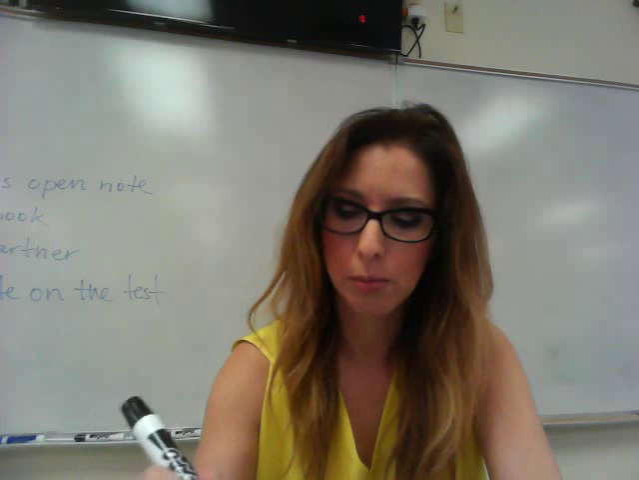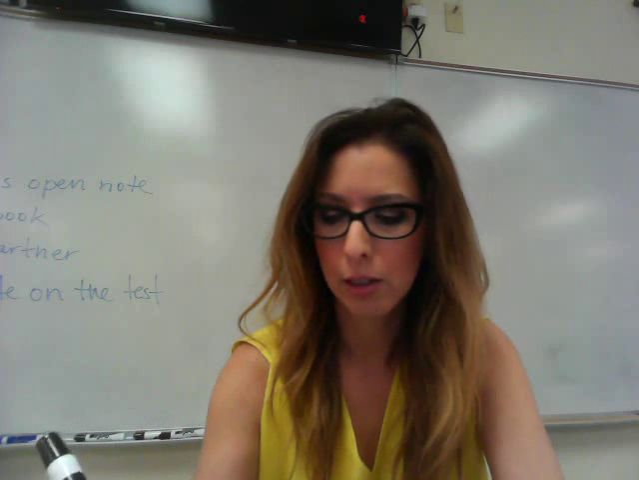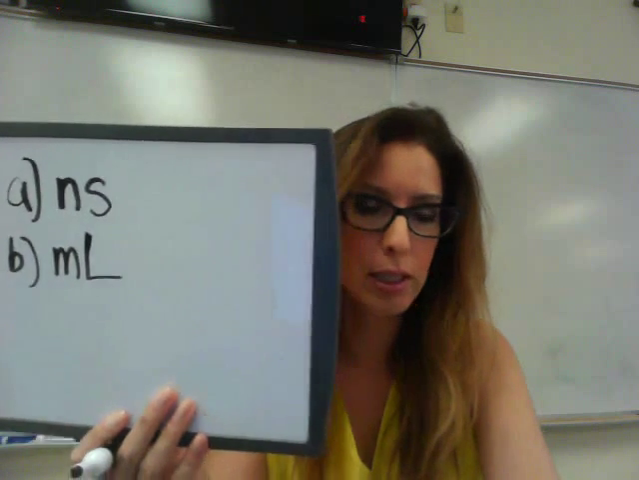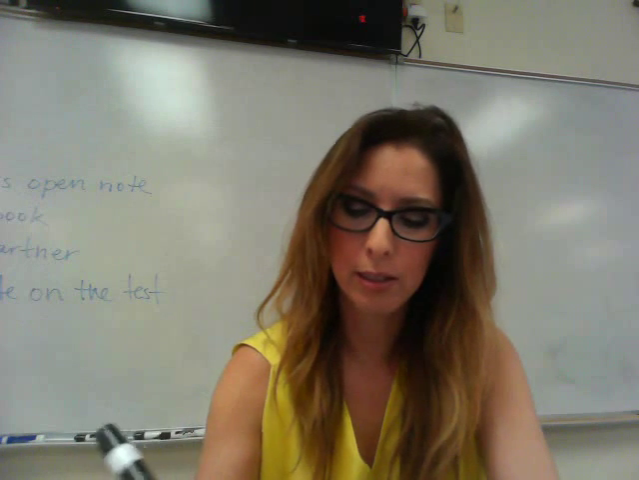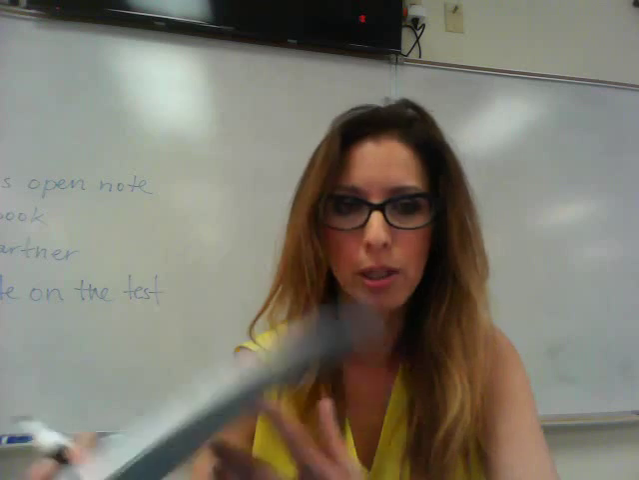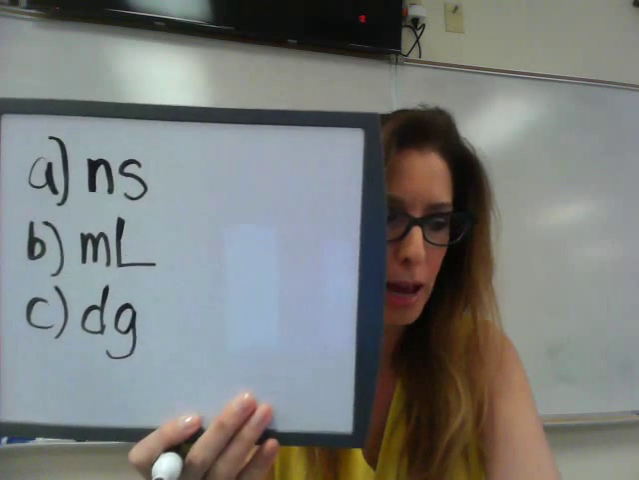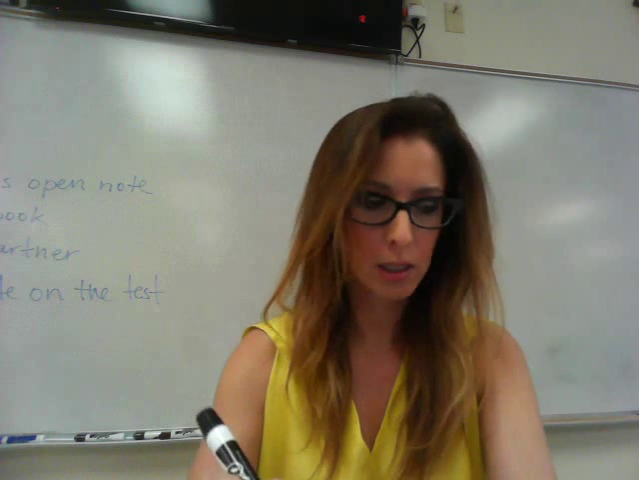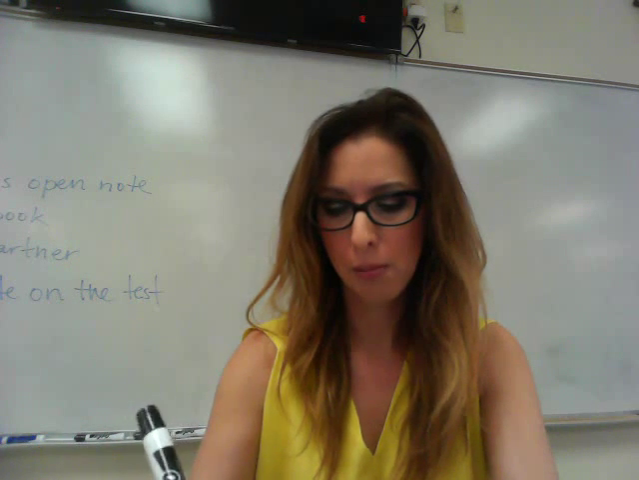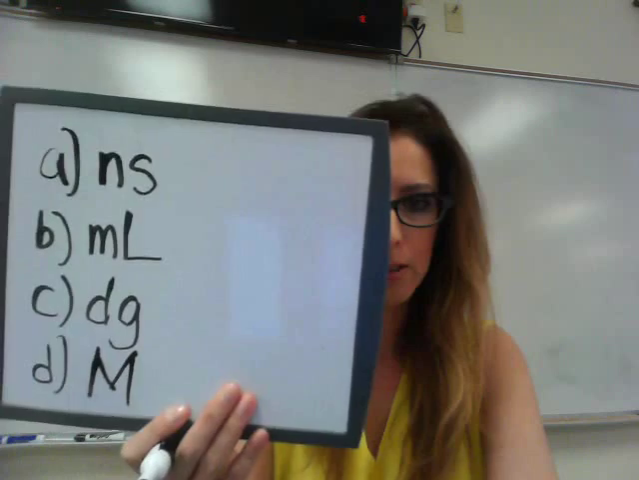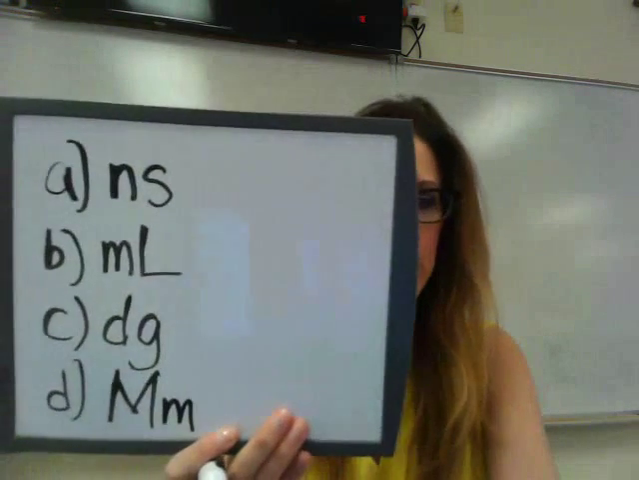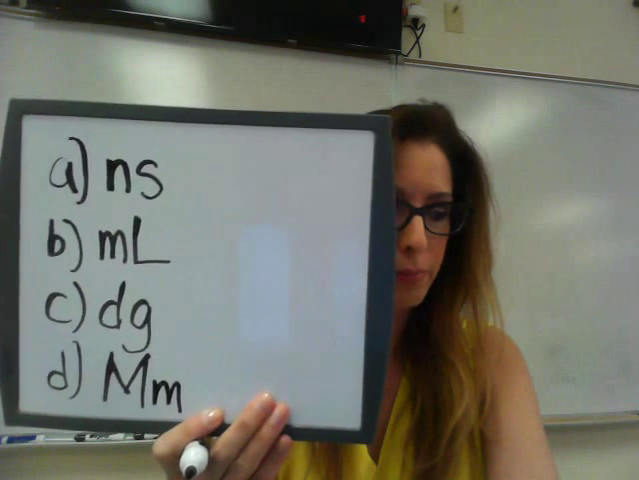B, milliliter. Milli is a lowercase m, liter is a capital L. That measures volume. C, decigram. Deci is a lowercase d, gram is a lowercase g. You're using this to measure mass. D, megameter. Mega is a capital M. Meter is a lowercase m, and it measures length.